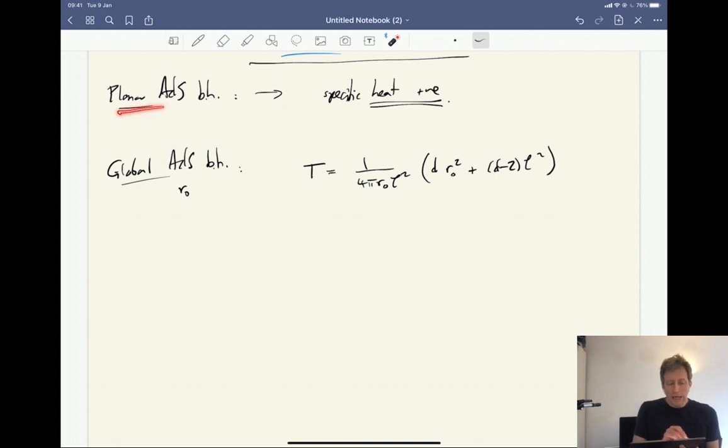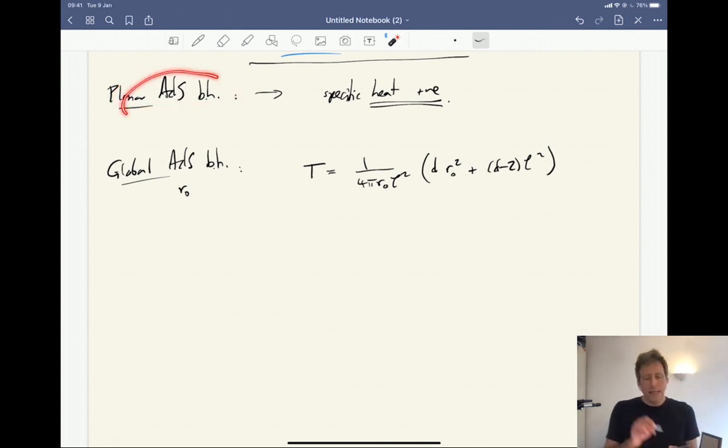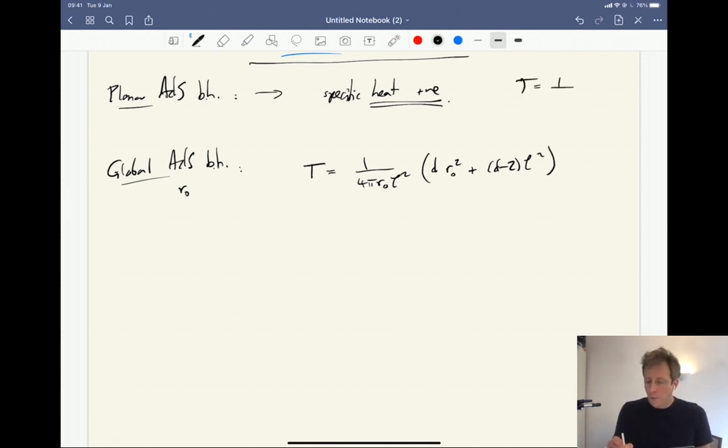In this planar AdS case, really the only scale is the temperature. I mean, basically the temperature I think was 1 over 4 pi Z0. Okay, so it's very simple. And the physics is sort of very simple because there's no other scales in the problem.